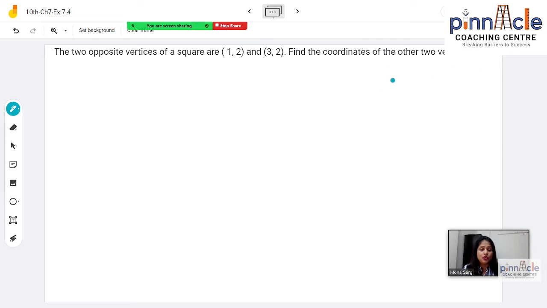So let's draw the square. अब इस स्क्वायर के इसने बोला टू ऑपोजिट वर्टिसेस आर -1 and 2, एंड ऑपोजिट लेना है ना, तो मैं यहाँ से ये वाला लेती हूँ एंड आई हैव टू फाइंड द कोऑर्डिनेट्स ऑफ अदर टू। सो अदर टू को हम लोग मान लेते हैं x, y, and this is x dash, y dash, or you can say a, b, p, q, whatever is comfortable for you. So ABCD be the square.